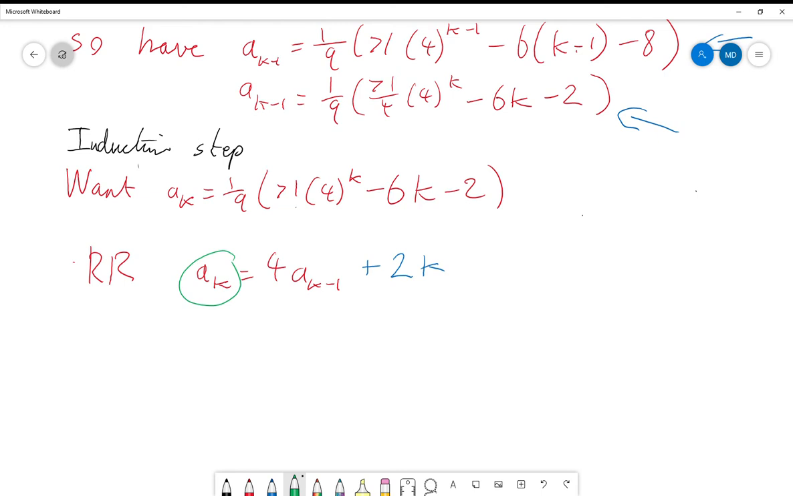So we're going to substitute in our assumption and so we're going to get that AK is equal to 4 lots of 1/9 of, but let's make that a little bit simpler. 4 lots of 1/9 is 4/9. 4/9 of 71 over 4 times 4 to the k minus 6k minus 2. And then on the end we have plus 2k.